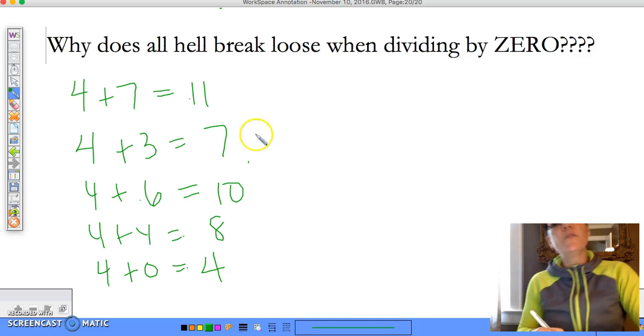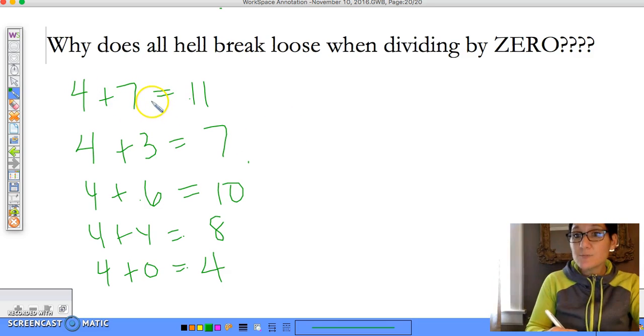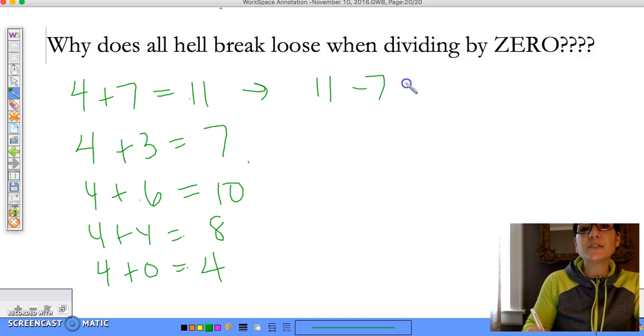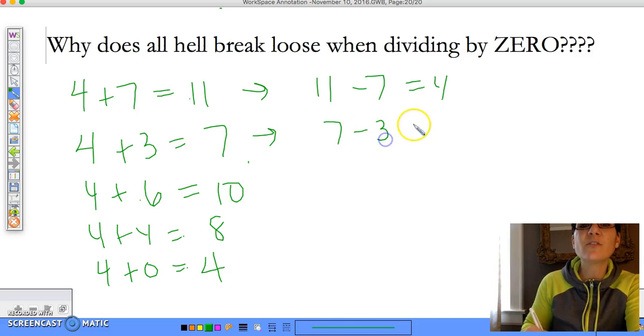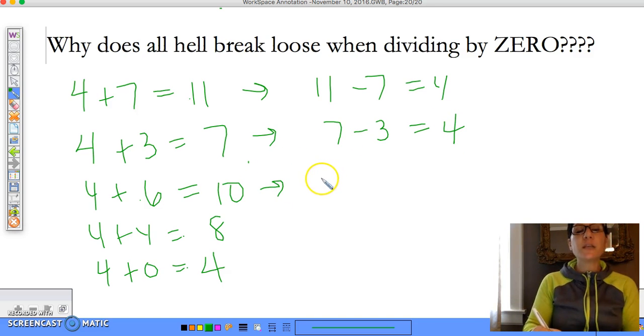Now, moreover, the beautiful thing is that the inverse operation of addition is subtraction. So if I added 4 and 7 together to get 11, that means if I take 11 and subtract 7 from it, it should bring me back to 4. That's what we mean by inverse operations. If I added 3 to 4 to get 7, I have to subtract 3 to get 4. I'm literally reversing what I did.